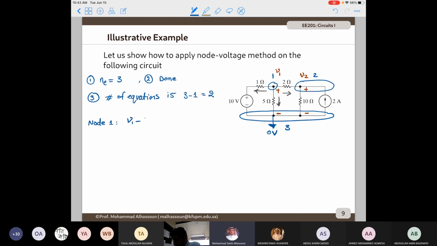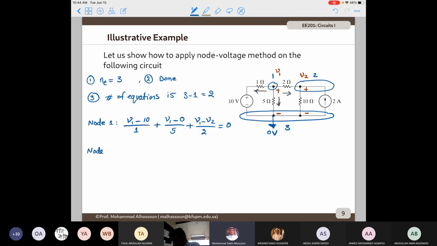So V1 minus 10 divided by 1. We're assuming all the currents are leaving the node. And for the second one, the one that's flowing through the 5 ohm, it's going to be V1 minus the voltage at node 3, which is 0, divided by 5. Then the third one will be the one that's flowing through the 2 ohm, which is going to be V1 minus V2 divided by 2 equals 0.